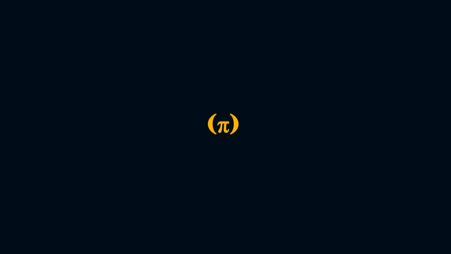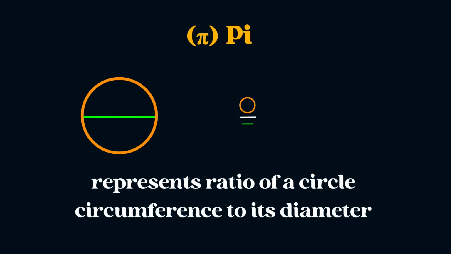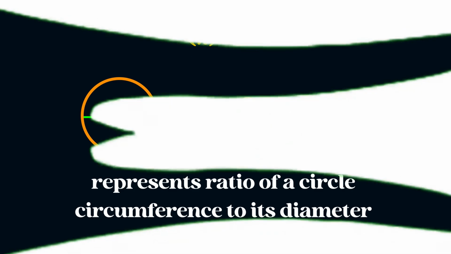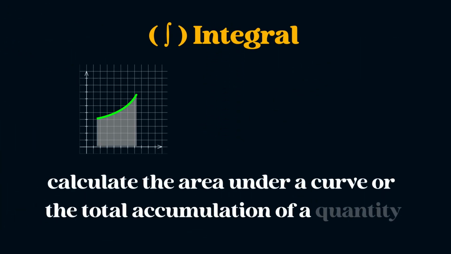18. Pi. The symbol pi represents the ratio of a circle's circumference to its diameter. It is an irrational number approximately equal to 3.14159. 19. Integral. Integrals calculate the area under a curve or the total accumulation of a quantity.